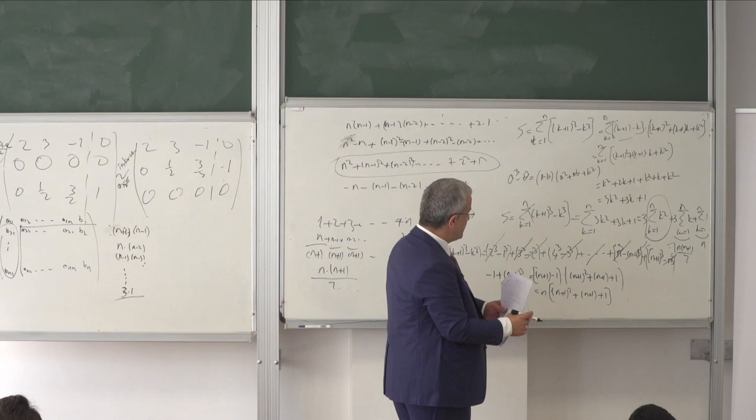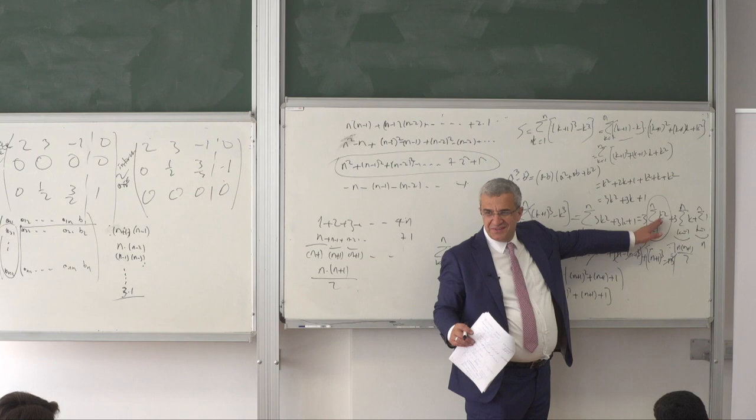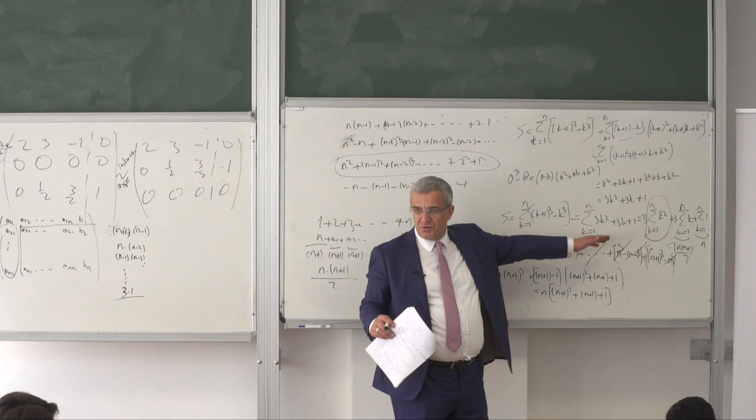So we have the summation on this side. On the other side, we have the summation from 1 to n of k squared, which we don't know. So what do we do? From here, we already know this. We take this to the other side. Okay, it will take me 10 more minutes. And you have the summation of k squared.